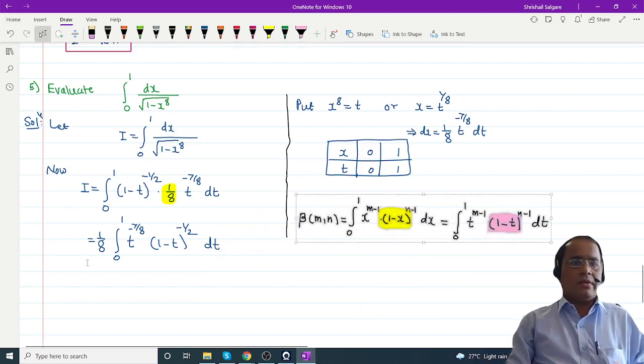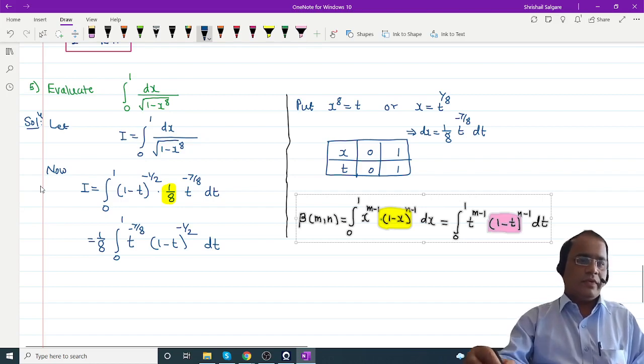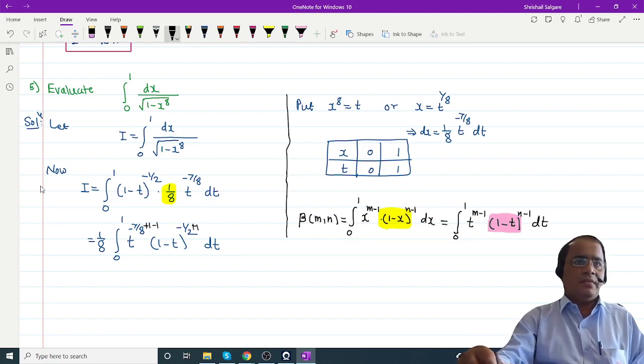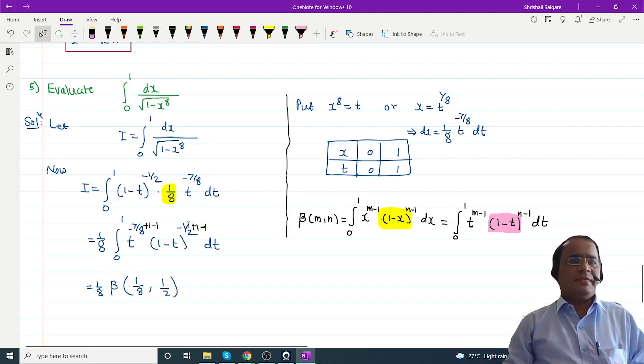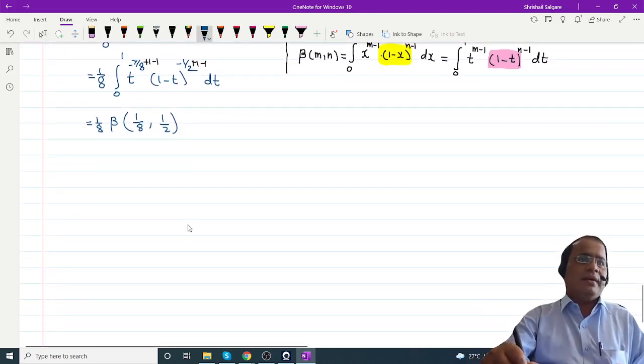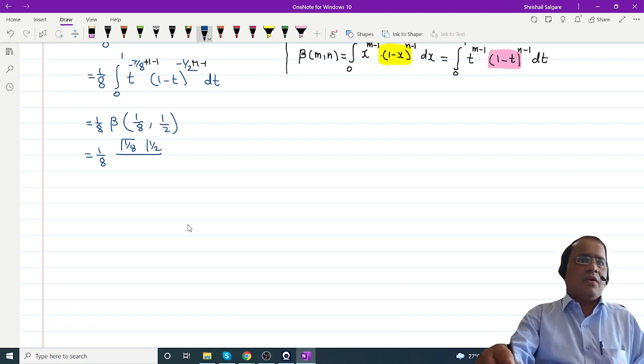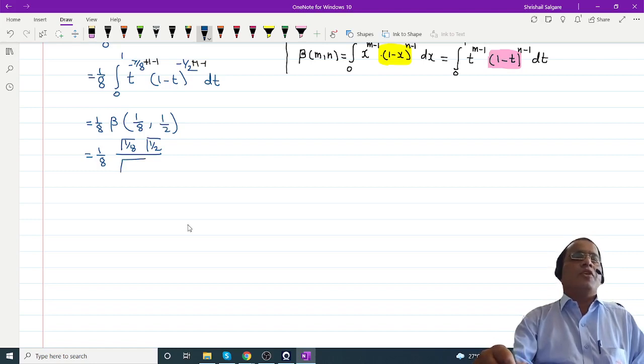Sir, value of m and n is 1 by 8 and 1 by 2. Very good. Barabar hai. So it can be further adjusted as plus 1 minus 1 plus 1 minus 1. So it should be 1 by 8 into beta of 1 by 8, and what is the second one? 1 by 2. Further, can we simplify it? Let us write in gamma. So this can be written as 1 by 8 into gamma of 1 by 8, gamma of 1 by 2. What is the denominator? Yes, 5 by 8.